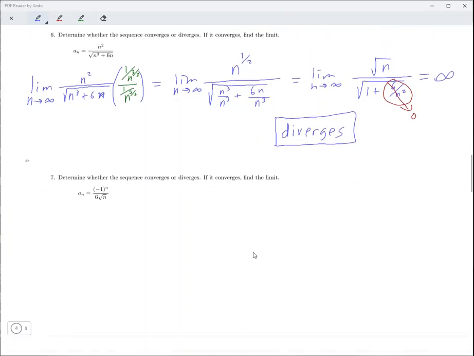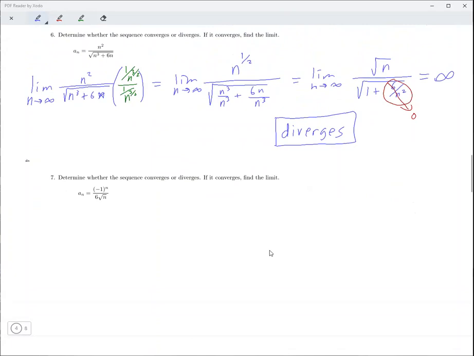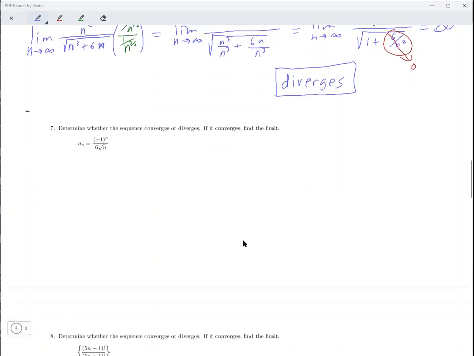Okay, any questions on that? Okay, let's go ahead and do the next one, number 7. Here we have -1 to the n over 6 times the square root of n. What do you think is going to happen to this one? Anybody want to take a guess?